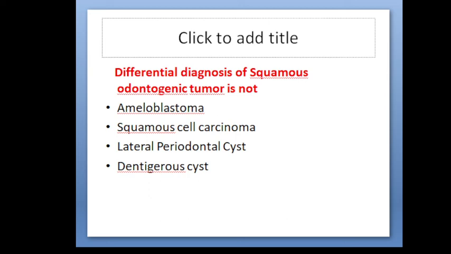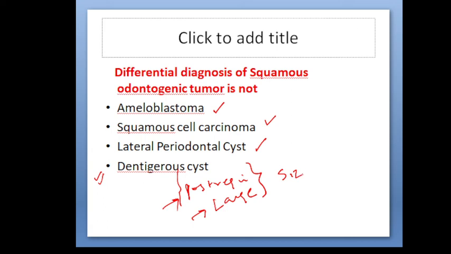The differential diagnosis of squamous odontogenic tumor is not, it is ameloblastoma, correct. It is squamous cell carcinoma, it is lateral periodontal cyst. Here the correct option is dentigerous cyst. It mostly occurs in the posterior region. The radiolucency is large, and we can distinguish histopathologically again, and based on size we can differentiate squamous odontogenic tumor from dentigerous cyst. Among all these options, the best option is dentigerous cyst.